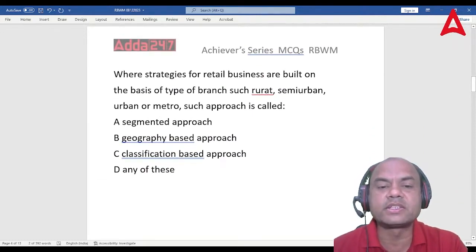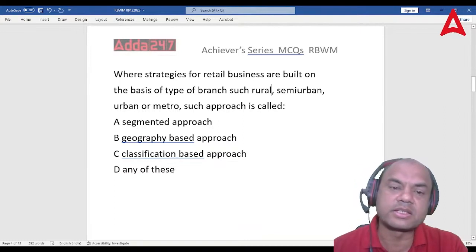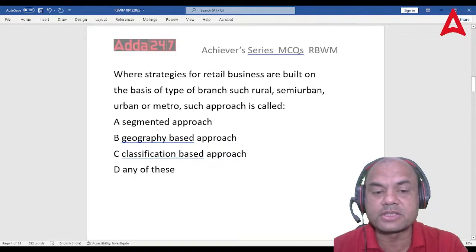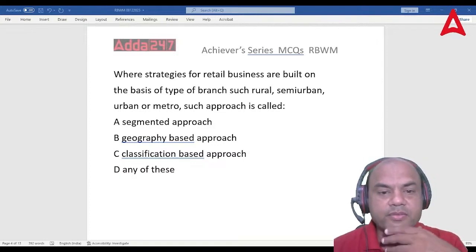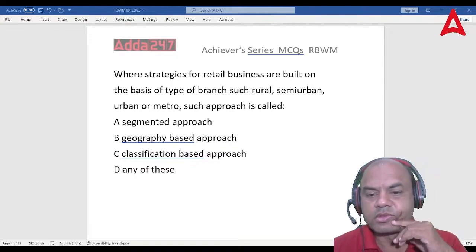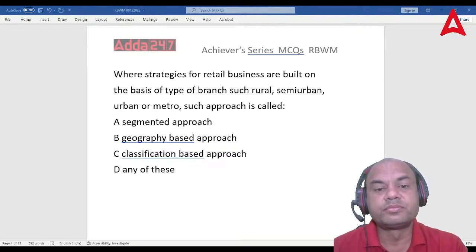Second one: where strategies of retail banking are built on the basis of type of the branch, such as rural, semi-urban, urban, metro, such approach is called as what? I also cleared this. Segmented, geography based, classification based, any of these. Now think over it. Everyone, think over it. Think for some time. What is the answer for this? The answer is built on the basis of rural, semi-urban.